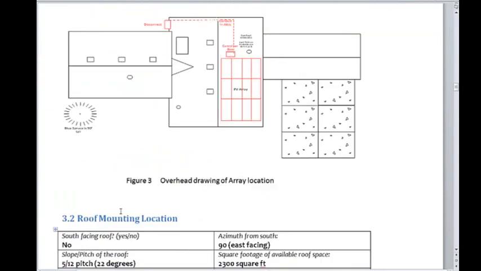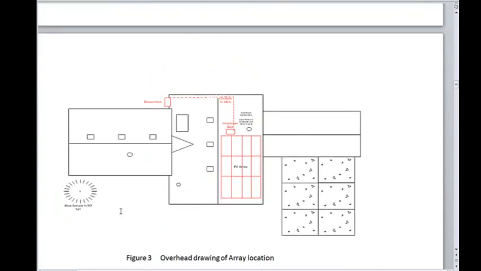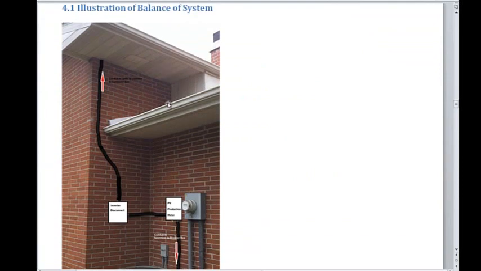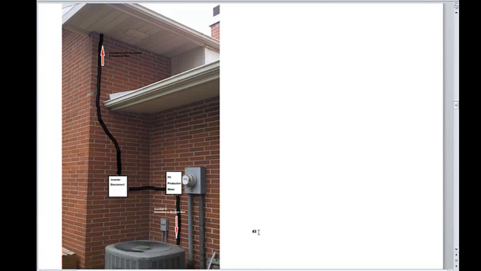Now I want to just bring you back real quick to figure 3 under the third section. And notice that I've got a combiner box listed here and the array is right here. So that would at least help us understand, okay, here's where the disconnect is. And then when I come back down to this, all right, here's a balance of system that includes the service entrance, the service utility meter, the disconnect, the balance of system components, and how the system would be wired into the existing infrastructure. So that's what we're looking for on 4.1.